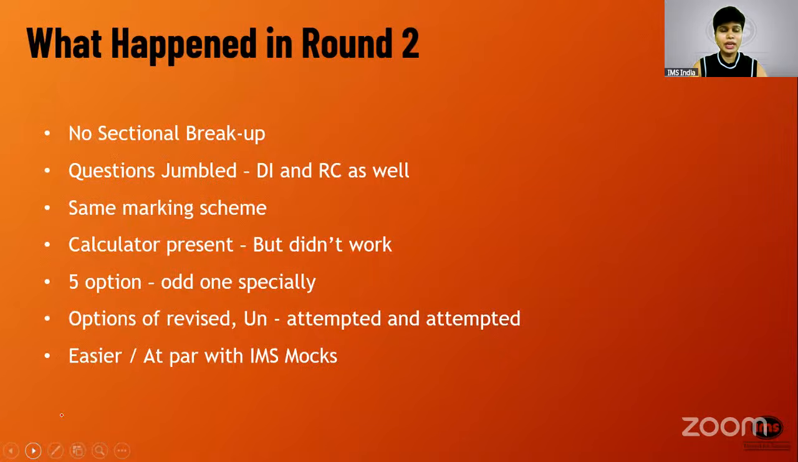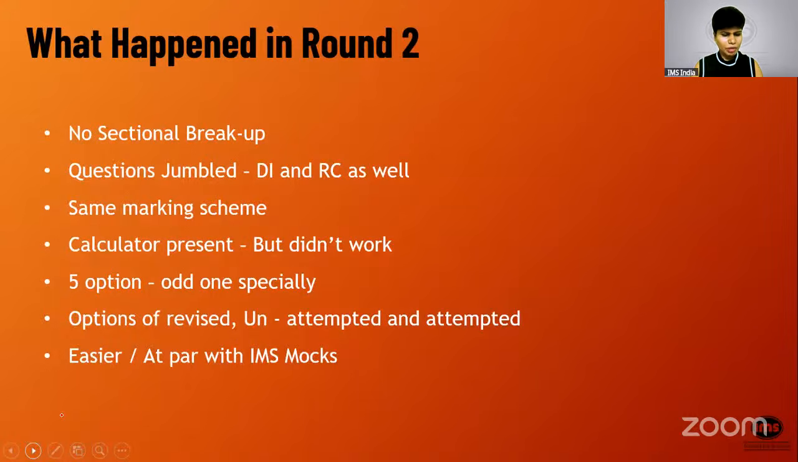And the best thing I got to know from students was that the actual paper was much easier than the IMS mocks. Some of them also said it was quite at par with the IMS mocks, but most of them said easier. So that was the happiest part. So if you have written an IMS mock, please do comment and let me know whether the actual paper was easier or more difficult. Please do let me know.